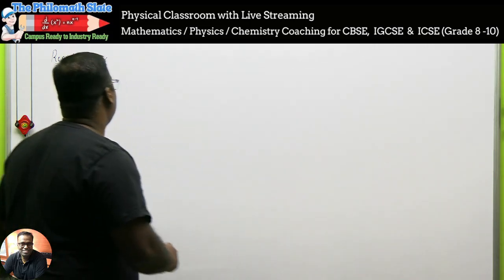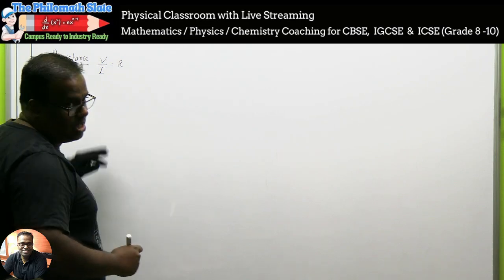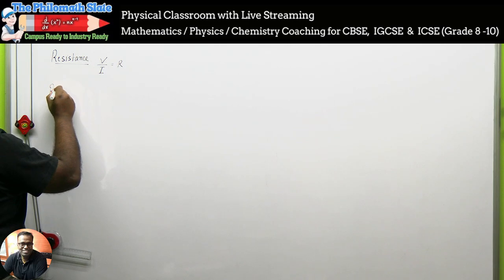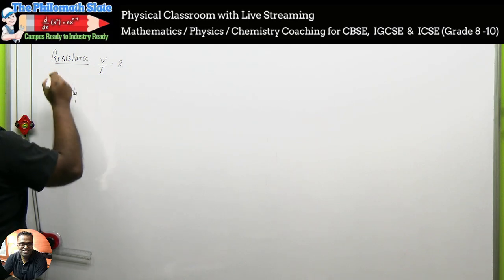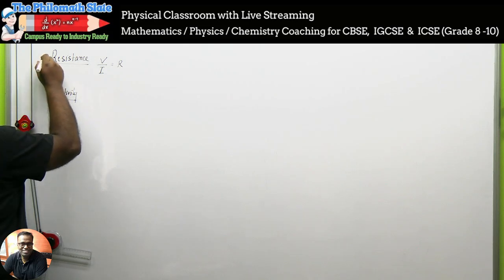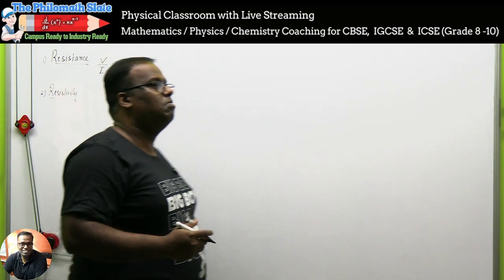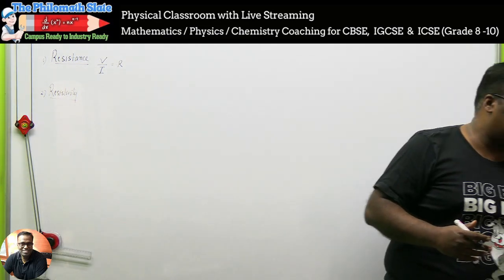So we studied this equation, V upon I is equal to R, which is better known as Ohm's law. After we studied resistance, we came across a term called resistivity. Now, what is resistivity? Resistivity is also talking about resistance, but it is resistance per meter of a standard wire. So what is the importance of resistivity?